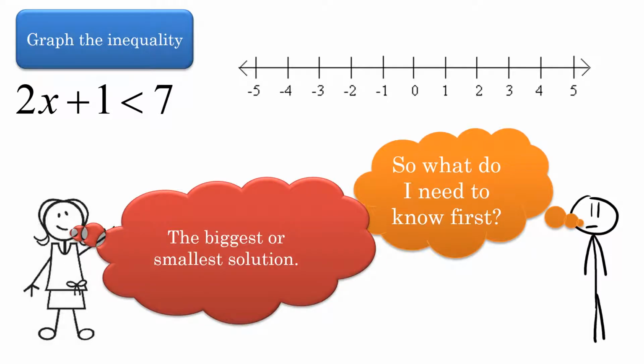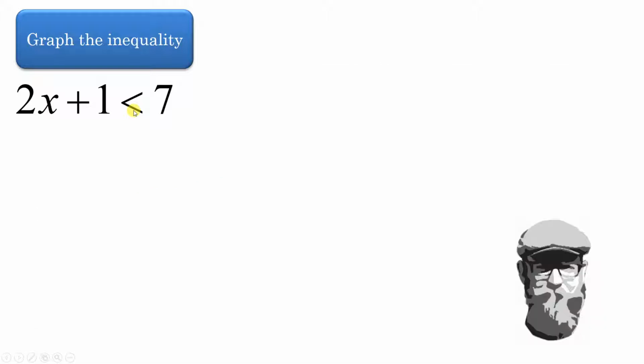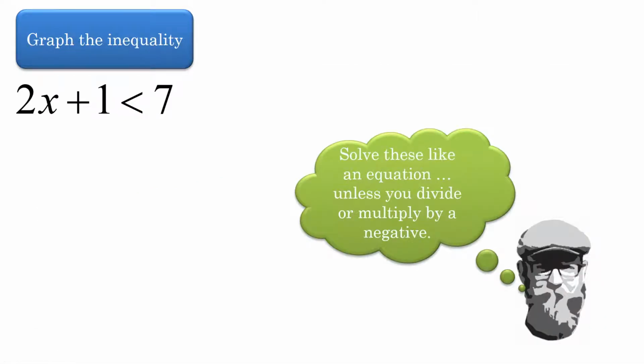The first thing we got to figure out, though, is what's the biggest or maybe the smallest answer? Where does the dot go? Or the circle in this case, because it's a strict inequality. And the way we can do that is we can actually use some algebra. We can treat this just like an equation. The only thing that's different is if we have to multiply or divide by a negative. We'll get to that in just a minute.